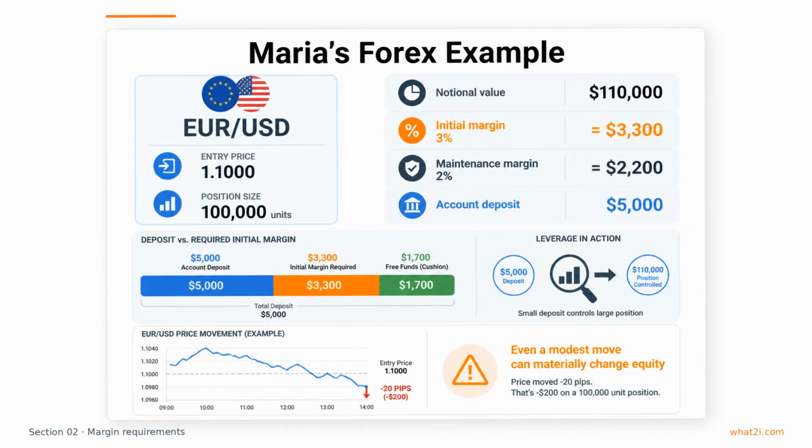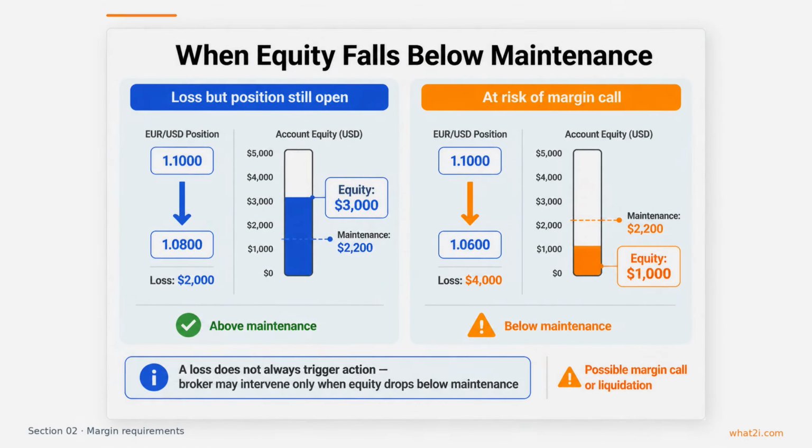With a $5,000 deposit, she begins with some cushion, but not an enormous one. That is why even a fairly ordinary move in the currency pair can materially change the safety of the account. This example becomes more revealing when the market moves against Maria.